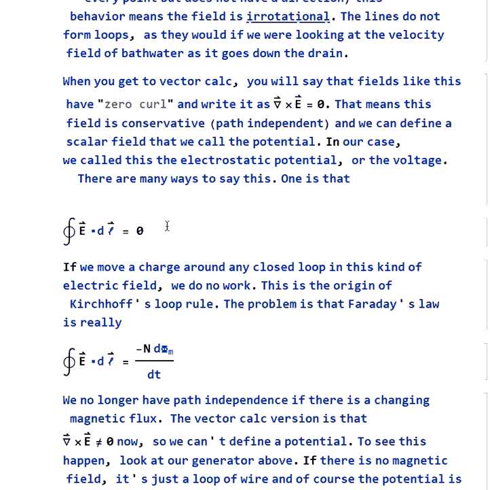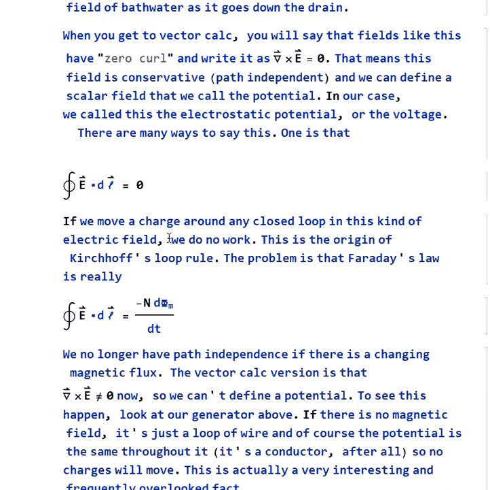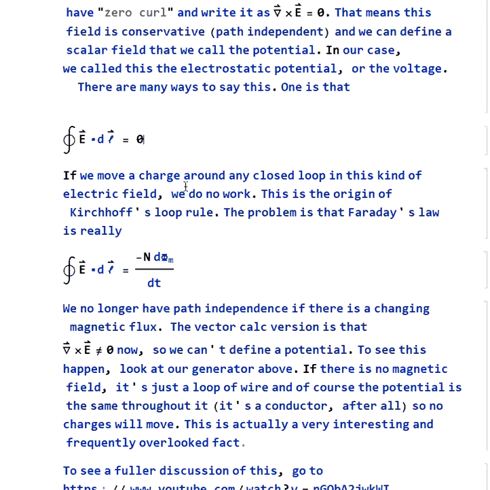In our case, we called it the electrostatic potential, or the voltage. So one of the ways we can represent this is we can say the line integral around a closed loop of E dot dl equals 0 in this case. Now, if we move a charge around a closed loop in this electric field, that tells us we do no work. And another way to state that would be Kirchhoff's loop rule. As we go around a loop, the sum of the potential jumps and drops, which would be E dot dl, because that gives us a voltage, is 0.